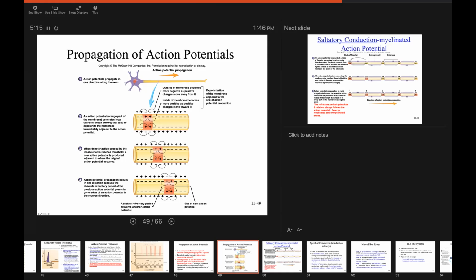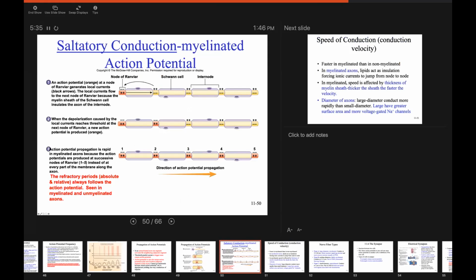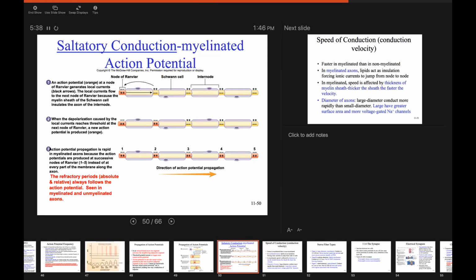So even though sodium moves backwards, it encounters a segment that's in refraction. So you can't trigger the action potential in reverse because the segment before it is in the refractory period. That's why it only goes in one direction. Right now, action potentials in myelinated axons also follow that same course. It only moves in one direction, it only moves anterograde. Now, the big difference here is the myelination.